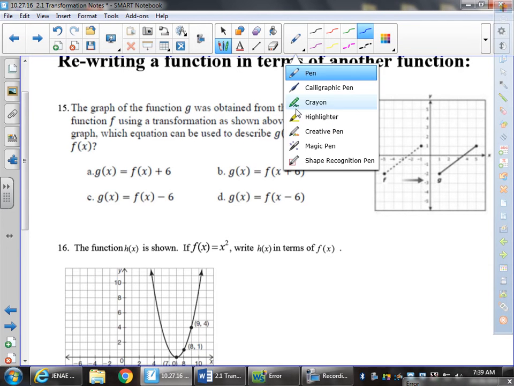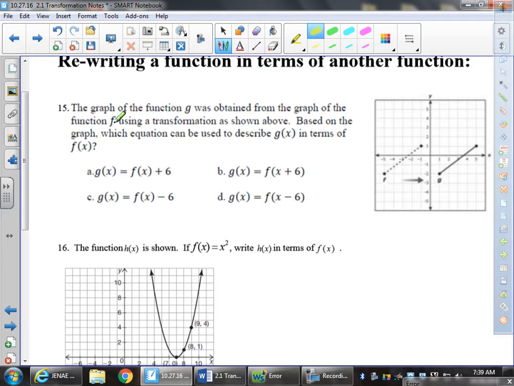So let's designate a color for F. How many colors? 2. 2 colors. A color for F and a color for G.